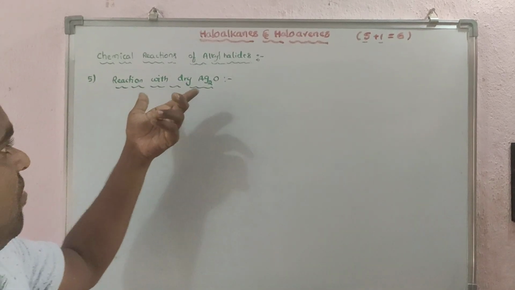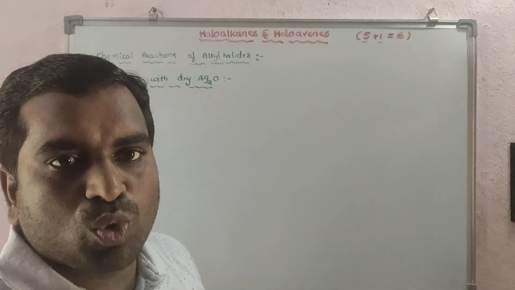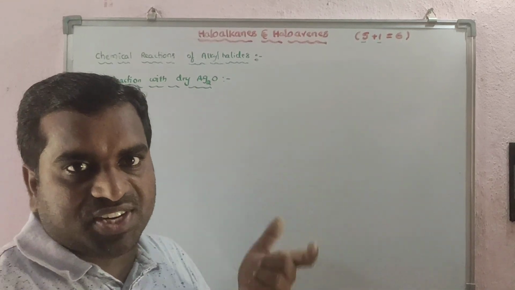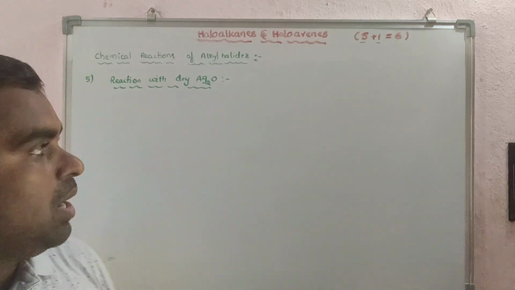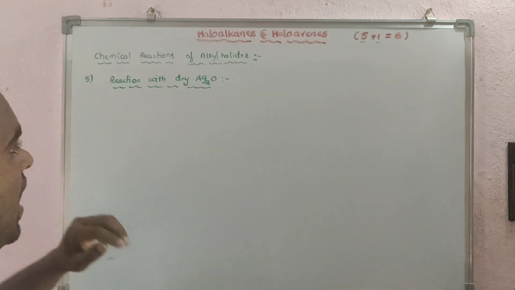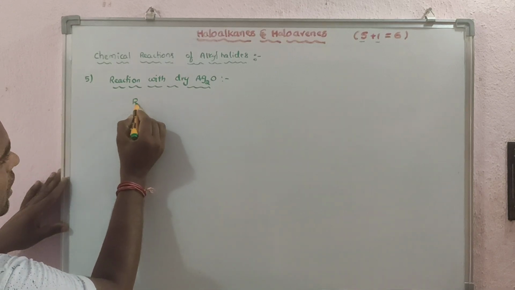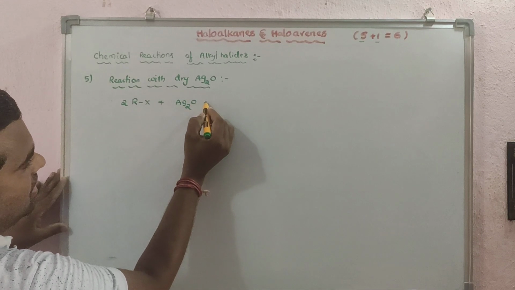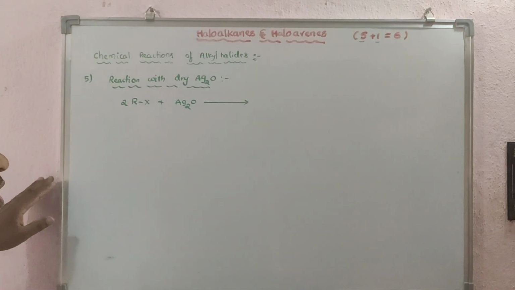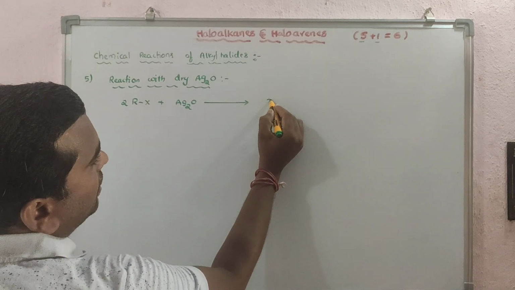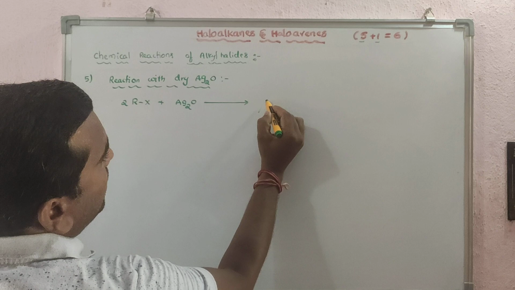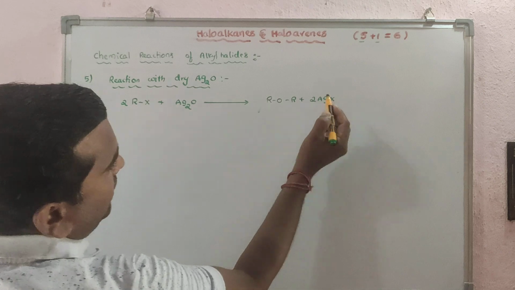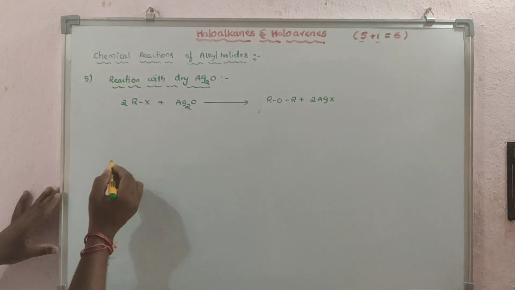Next one is reaction with dry Ag2O. Previously we discussed moist Ag2O. In that one, alkyl halide reacted with moist Ag2O, and we got alcohols. But here what is it? Dry Ag2O. When 2 moles of alkyl halide react with dry silver oxide, it produces ethers, ROR plus 2AgX. Okay, simple.